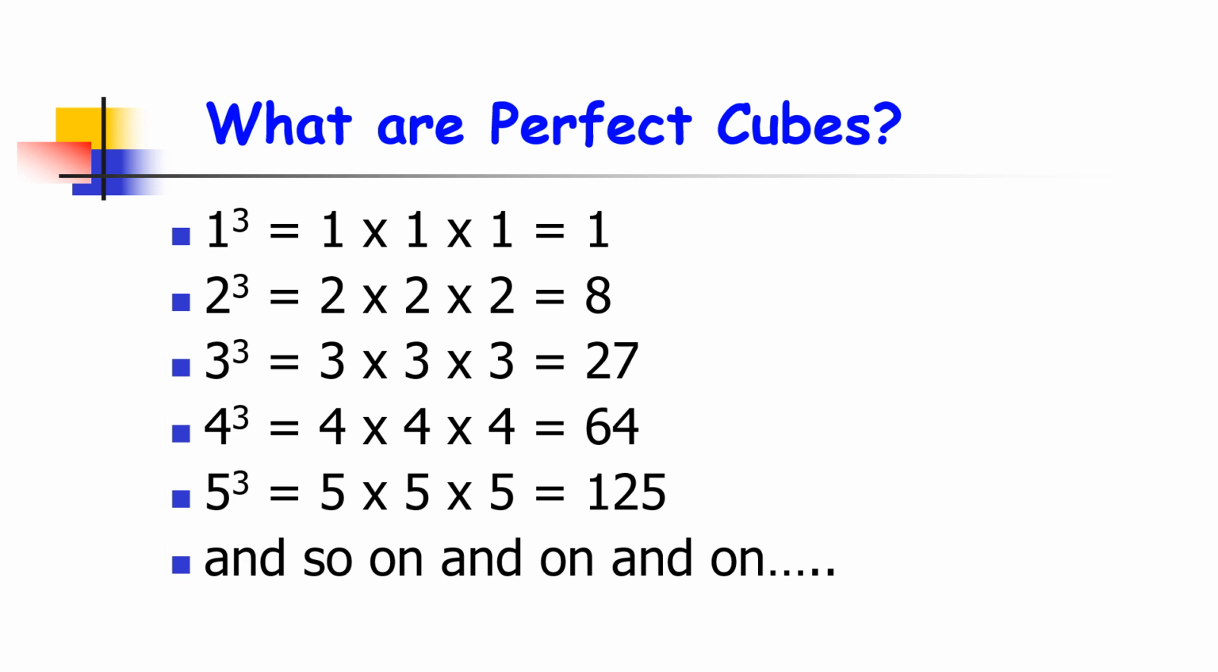4 to the third equals 4 times 4 times 4. It is equal to 64. So therefore 64 is a perfect cube. And then 5 to the third, which is equal to 5 times 5 times 5, equals 125. So therefore 125 is a perfect cube. And so on and so forth. So there are a lot of perfect cubes.